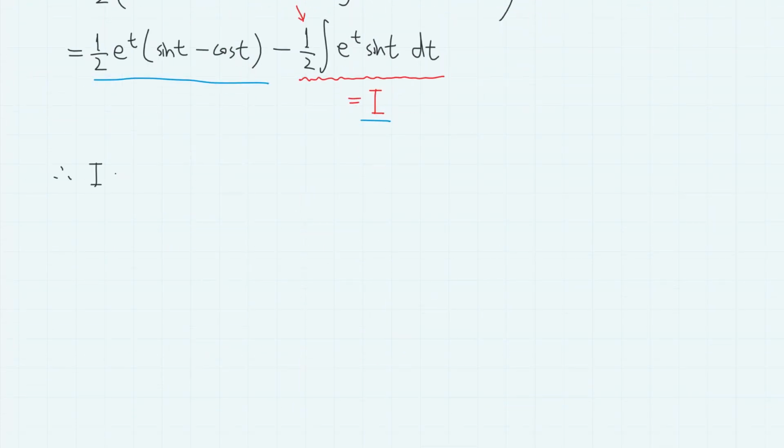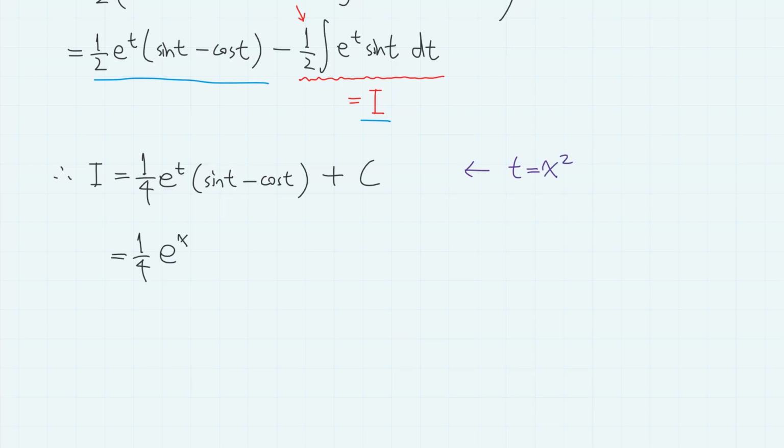Therefore, the original integral I is given as 1/4 times e to the power of t times sine t minus cosine t. And we have to add constant c. And since t equals x squared, we have 1/4 times e to the power of x squared times sine x squared minus cosine x squared plus c.